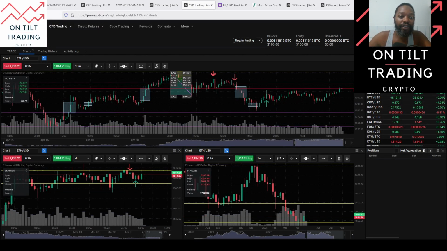Let's review my trade on Ethereum. Ethereum got my attention trading up here near the R3 Camarilla pivot level, which is here. My trade idea was an R3 to an S3 traverse. And then we'll come down here to the weekly for a top-down analysis.